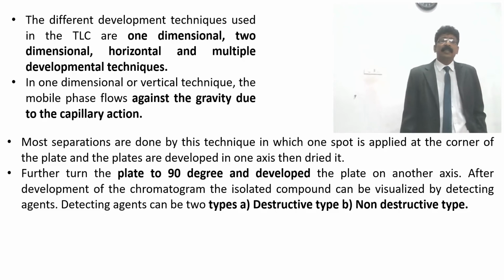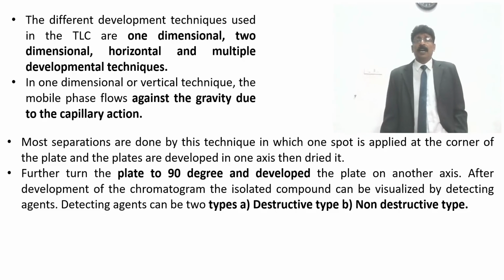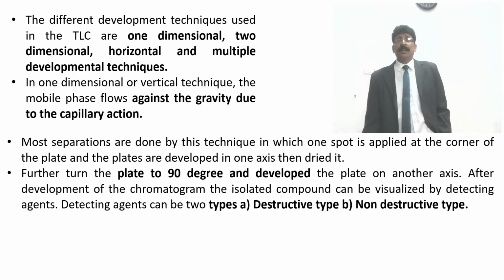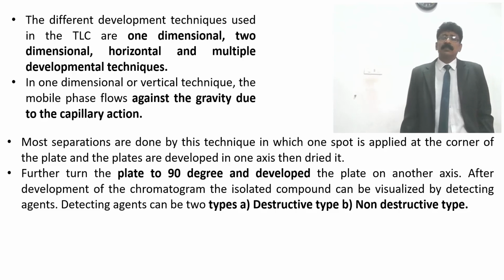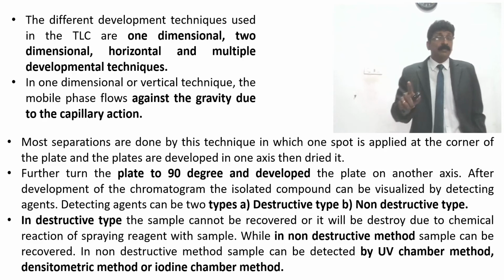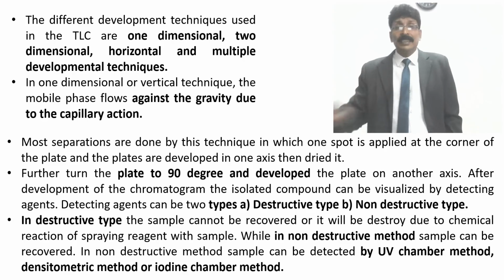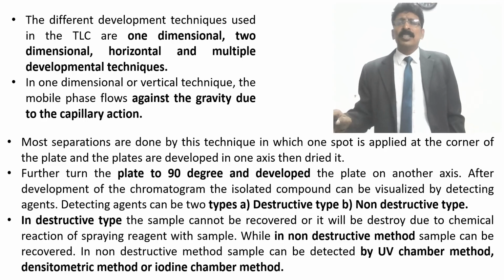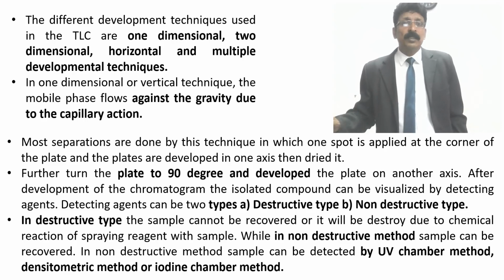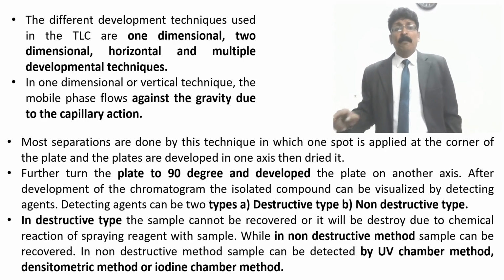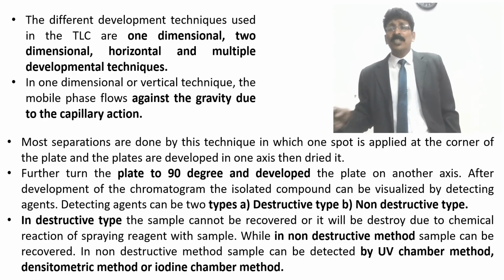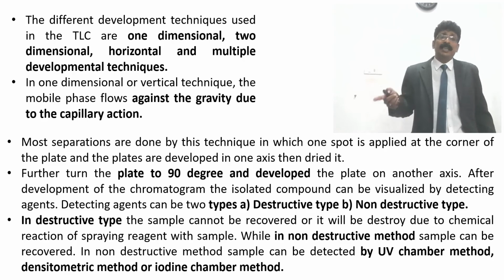After development of the chromatogram, the isolated compounds can be visualized by a detecting agent. Detecting agents can be of two types: one is destructive type, another is non-destructive type. Destructive means it is irreversible, understand? In the destructive type, the sample cannot be recovered. You cannot take the sample back. It is only qualitative estimation, only identification, or the sample is destroyed due to the chemical reaction of the spray reagent which you are spraying on the sample.